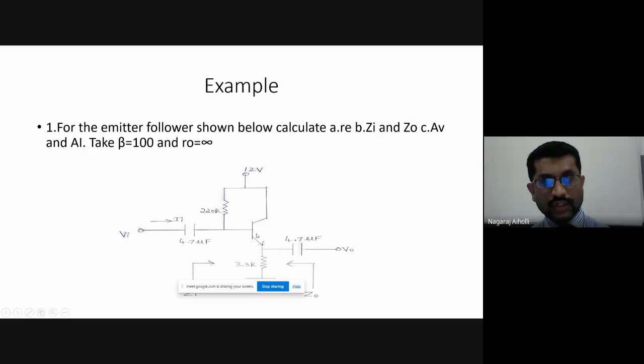Note that there is a difference between small re and capital RE. Small re is the emitter resistance obtained by replacing the diode circuit, that is re is equal to 26 millivolt by IE. Small re is 26 millivolt by emitter current IE, whereas this is capital RE, 3.3 kilo ohm connected to ground here. Please note the difference between the two. Output impedance is Zo. Input impedance is Zi.